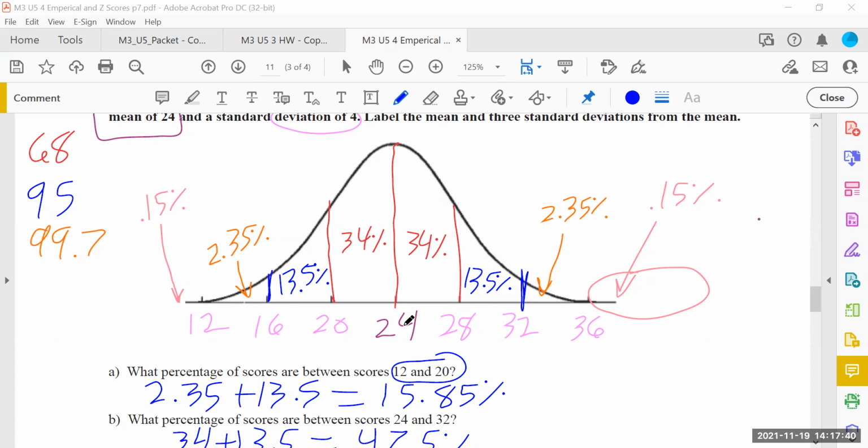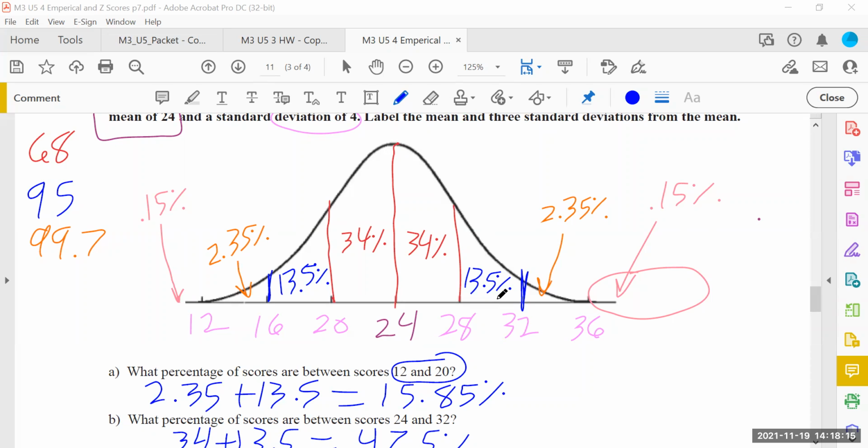So if I say what's 1 standard deviation above the mean, above the average, 1 standard deviation up is 28. Does that make sense? It's 1 notch up. What if I ask you what's 1.5 standard deviations up? Could we find that? Here's 1, here's 2. What's halfway in between? 28 plus 32 divided by 2 would be 30. 30 would be 1.5 standard deviations up.